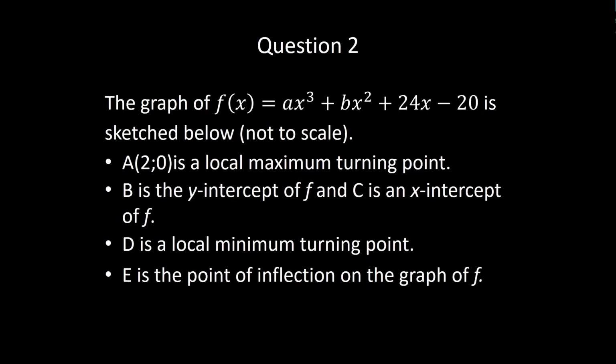Question 2: the graph of f of x equals ax cubed plus bx squared plus 24x minus 20 is sketched, and I'm going to show you that just now. It's not drawn to scale, of course. We can straight away see that the values of a and b are unknown, and for us to do much work on this question, we are most likely going to be asked to find the values of a and b. So they need to give us information, which they do. They say that the point A, (2, 0), is a local maximum turning point.